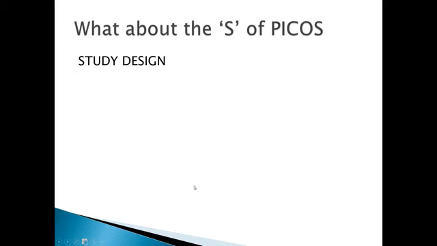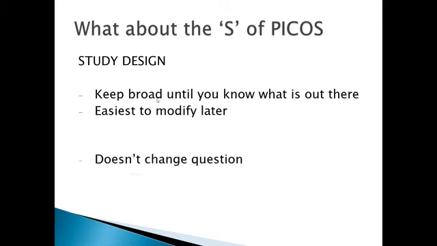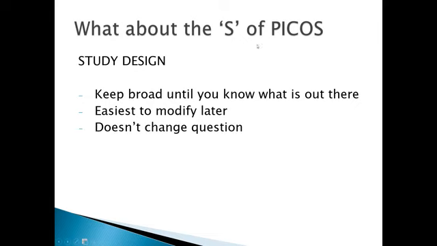One thing that I've left off the original PICOS is the S, which is the study design. I do this purposely because this is probably something that you want to consider later. The reason being, you want to keep it quite broad until you know exactly what research is out there. This is the easiest to modify later. And most importantly, the S from the PICOS won't necessarily change your question. But what you can do is determine what quality of evidence you are able or would like to include, and this depends how much is out there. So you want to aim for the highest level of evidence.